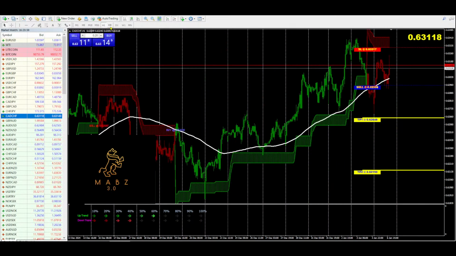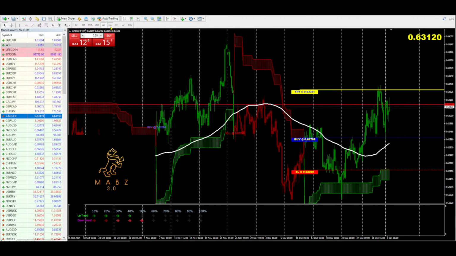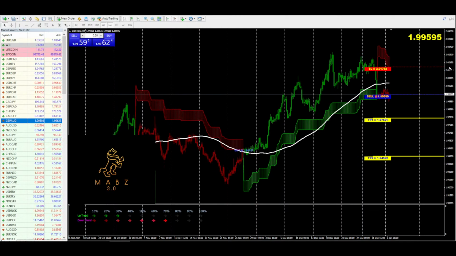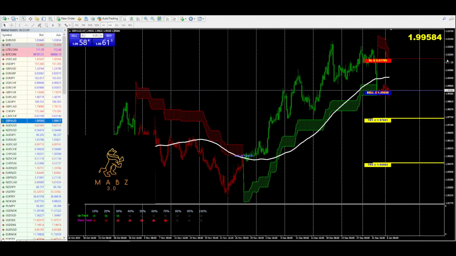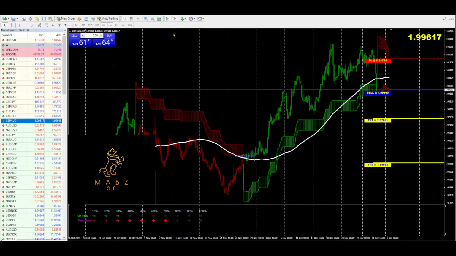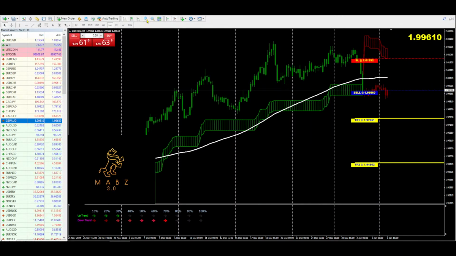CAD CHF. Okay, on the H4 chart, we'll wait for that after the news. Let's hit it. GBP AUD looks like it wants to change direction. Volatility is good on the H4 chart. GBP AUD is also interesting, so I'm just going to write this one down.